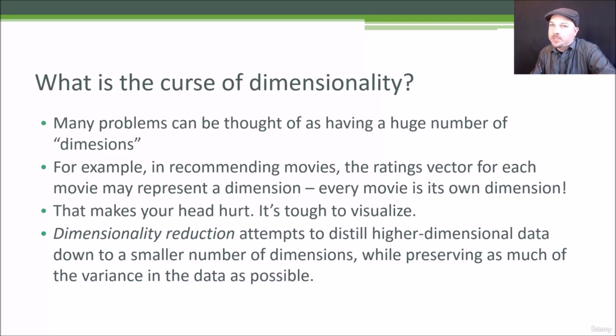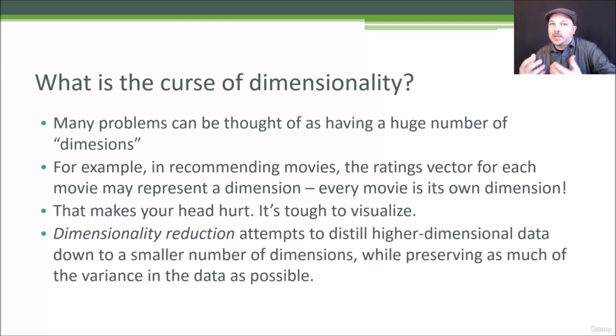Well, a lot of problems can be thought of as having many different dimensions. For example, when we were doing movie recommendations, we had attributes of various movies, and every individual movie could be thought of as its own dimension in that data space. So if you have a lot of movies, that's a lot of dimensions, and you can't really wrap your head around more than three, right? Because that's what we grew up to evolve within.